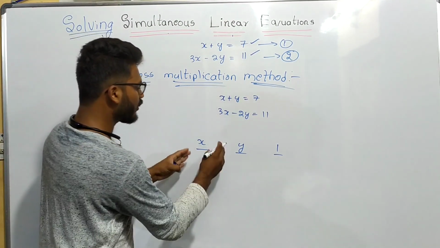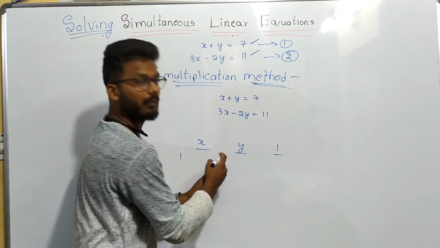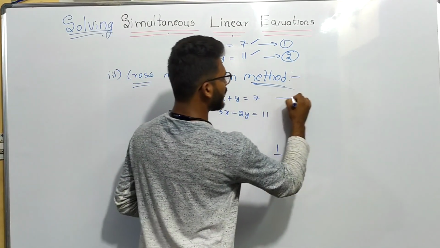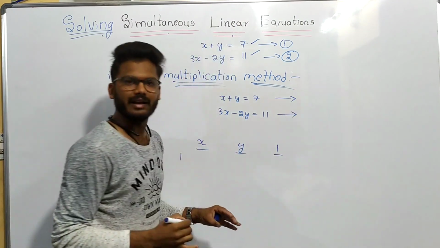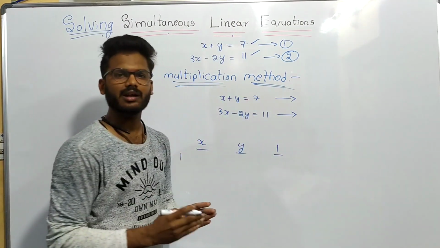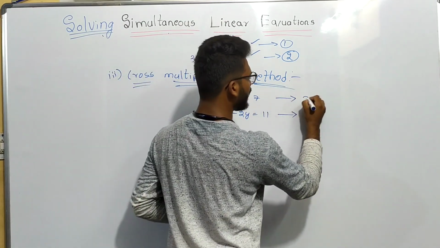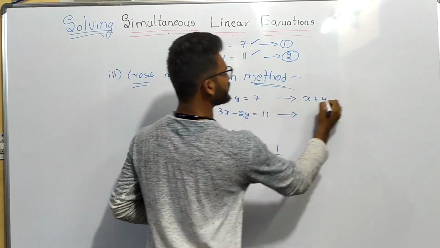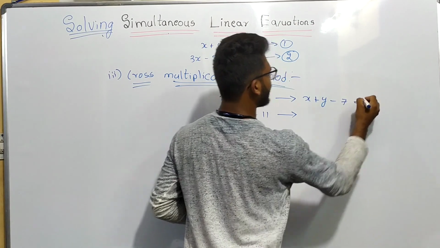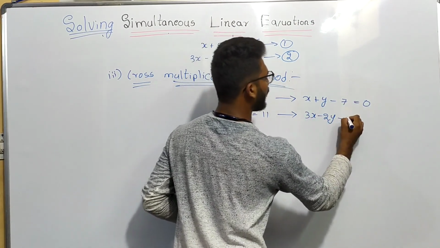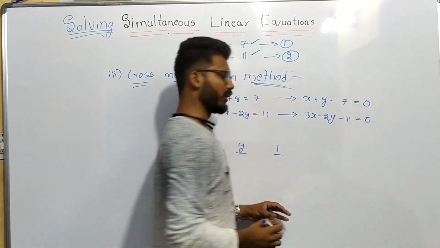Next, you have to write the next one here. But before writing, what do we have to do? We have to make the right hand side 0. Always see that the right hand side is 0. So x plus y minus 7 is equal to 0, and here it will become 3x minus 2y minus 11 is equal to 0.